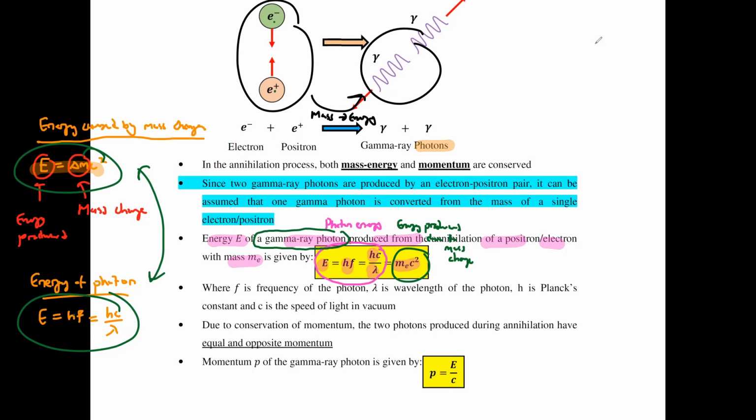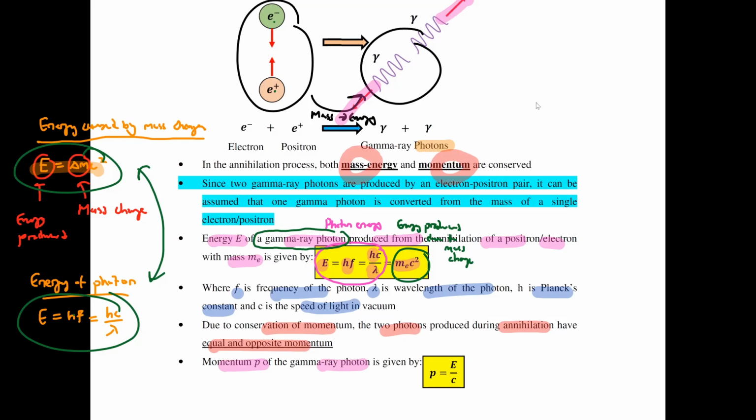Okay, so just like before, f here refers to the frequency of your photon, lambda is the wavelength of your photon, h is Planck's constant, and c is the speed of light in vacuum. All right, and during your annihilation process, not only is your mass energy conserved, your momentum will also be conserved. And it's because of conservation of momentum that your photons produced during annihilation have equal and opposite momentum. That is the reason why the photons, when they are produced, move in opposite directions in the first place.